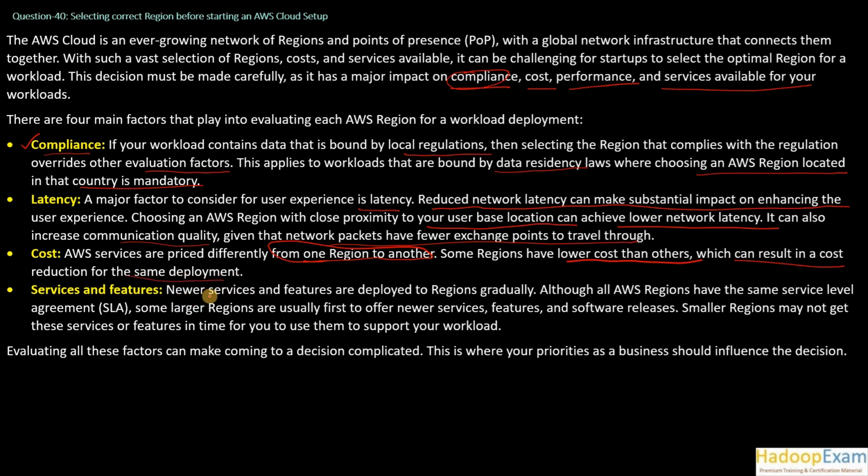Services and features: newer services and features are deployed to regions gradually. Although all AWS regions have the same service level agreement (SLA), some larger regions are usually first to offer newer services, features and software releases. Smaller regions may not get these services or features in time for you to use them and support your workload. That's what you need to consider. Evaluating all these factors can make coming to a decision complicated. This is where your priorities as a business should influence the decision.